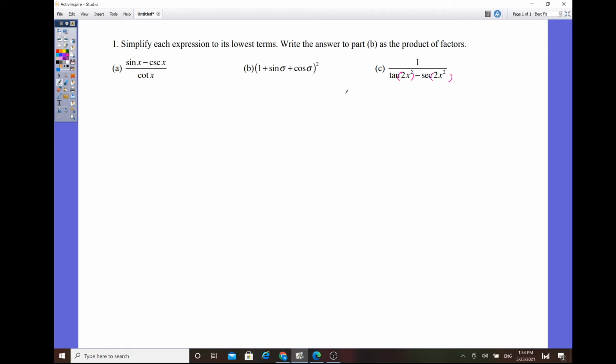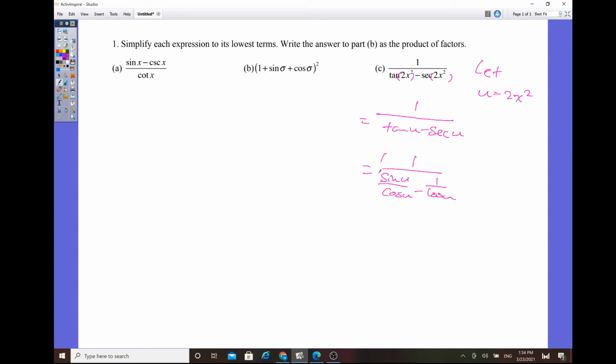For 2x squared, if that's kind of confusing, you can always set up a substitution. So let u equal 2x squared. Let's rewrite it as 1 over tangent of u minus secant of u. And tangent we can always rewrite as sine over cosine. So it's 1 over sine of u over cosine of u, minus 1 over cosine of u.